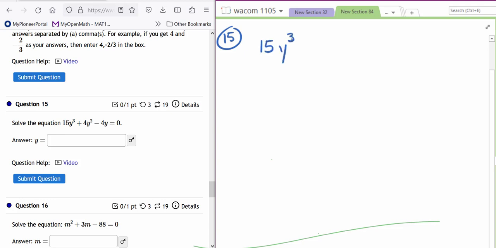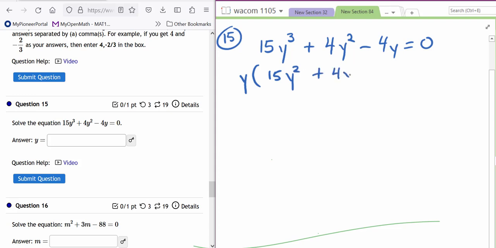And you have one clue that it does. If you glance at it, you notice that your degree, or your highest exponent, is 3. Right? And you're a little concerned by that. So when we look at it, we do have a y in each one, so we can take a y out. That will leave 15y squared plus 4y minus 4 equals 0. And this y, I'm just going to need to bring it down with my solving.